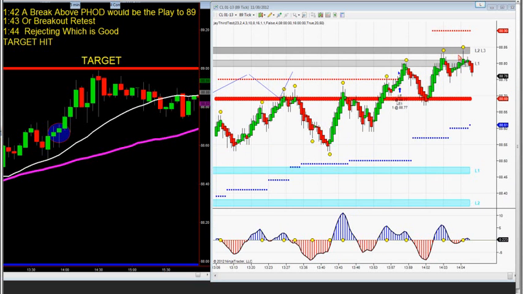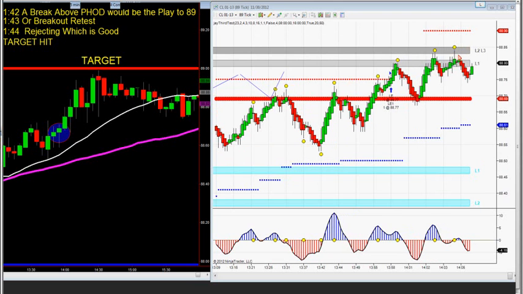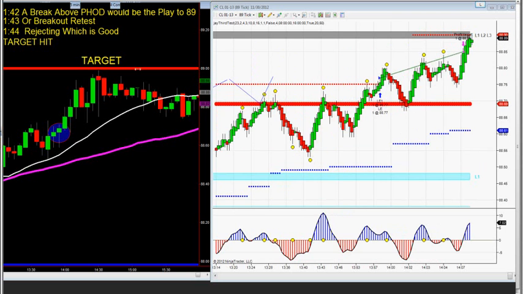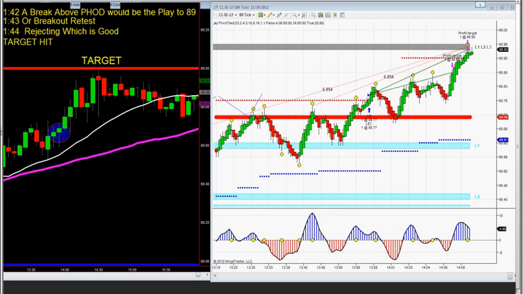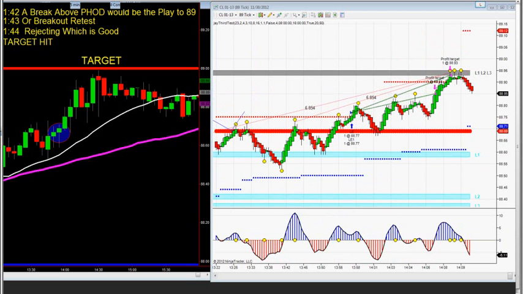But there is my first target. It's going to come up. I've got a target on my automated software that you can put any target you want. But my target's 89 on this trade. There's my first target. My second target's coming up to hit. There's my second target at 88.93. You could have took it higher if you wanted to.